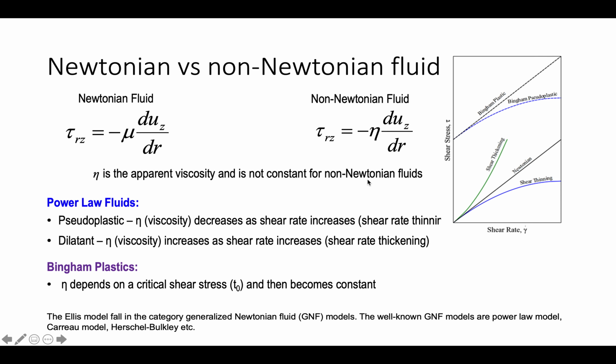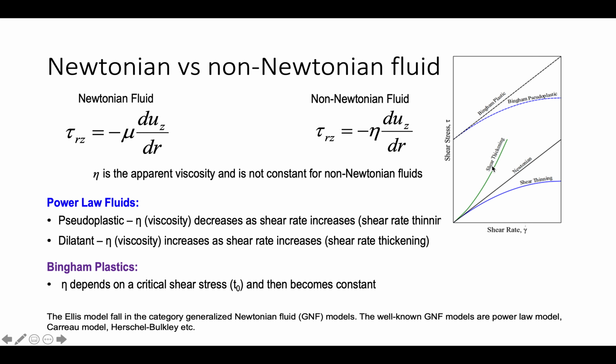As we know, there are different types of non-Newtonian fluids. So this is a graph of shear rate versus shear stress, and it shows the Newtonian fluid, which is a straight line which goes through it over here. Then we have multiple different types of non-Newtonian fluids. The most common ones are the shear thinning and the shear thickening ones, and the Bingham plastic or Bingham pseudoplastics.